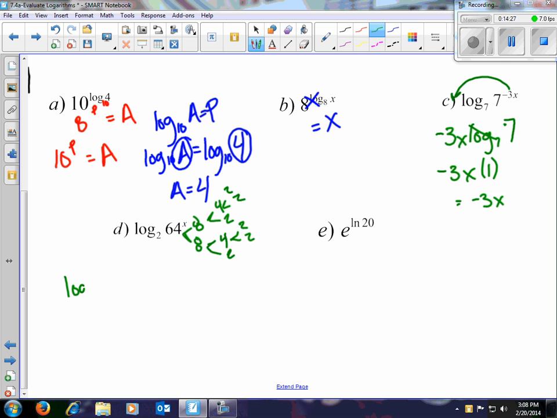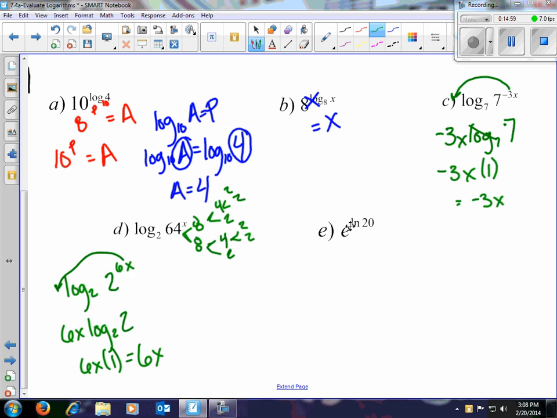So I can change this equation to be log base 2 of 2 to the 6th power times x. So now I have base 2 with my 2 here. So if I have 2 here and 2 here, I can bring this out in front. So I have 6x log base 2 of 2. And my log base 2 of 2 is just equal to 1. So I have 6x times 1, which is 6x.